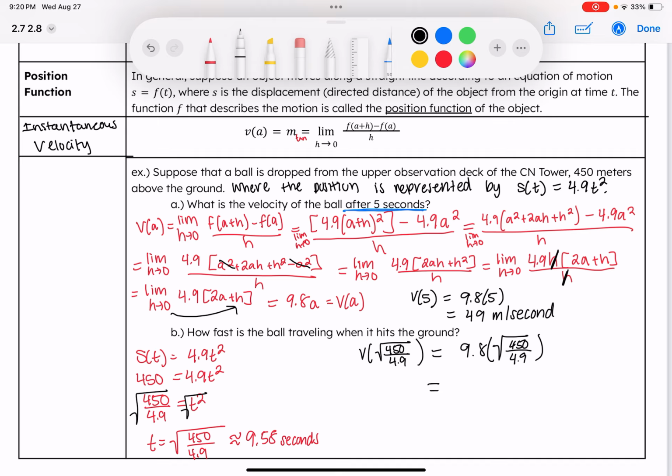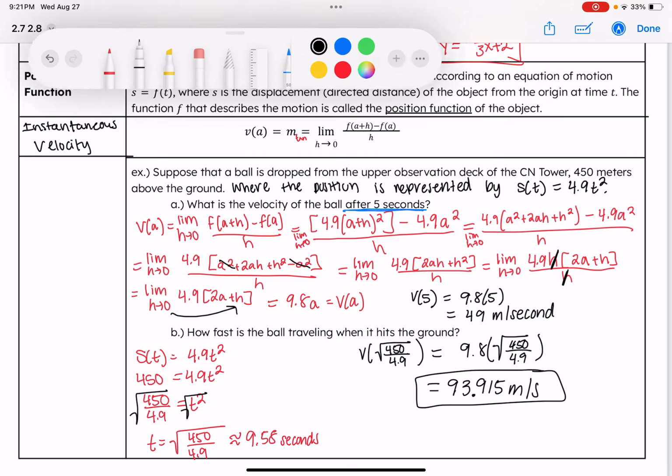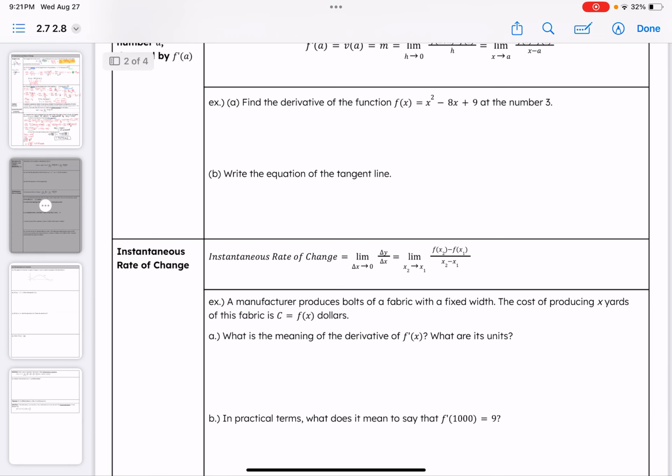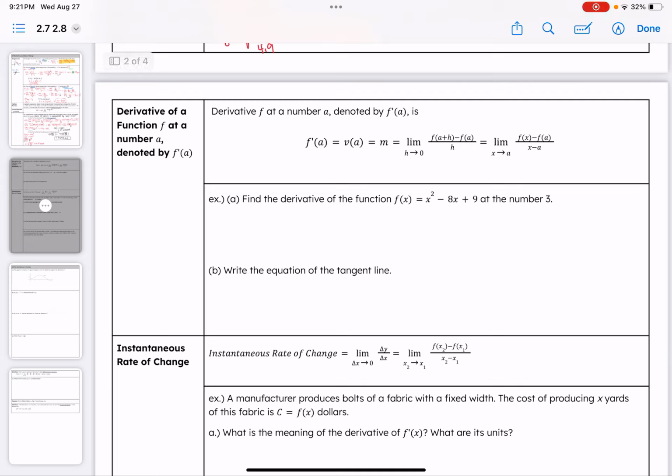So your velocity here, 9.8 times that, is going to be 93.915 meters per second. You could round that up to 94. I have not explicitly said if I want whole numbers or what, but the final answer would be 93.915 meters per second. Now what I'm going to do is hit done so it saves those examples just to be sure, and let's flip to the back.